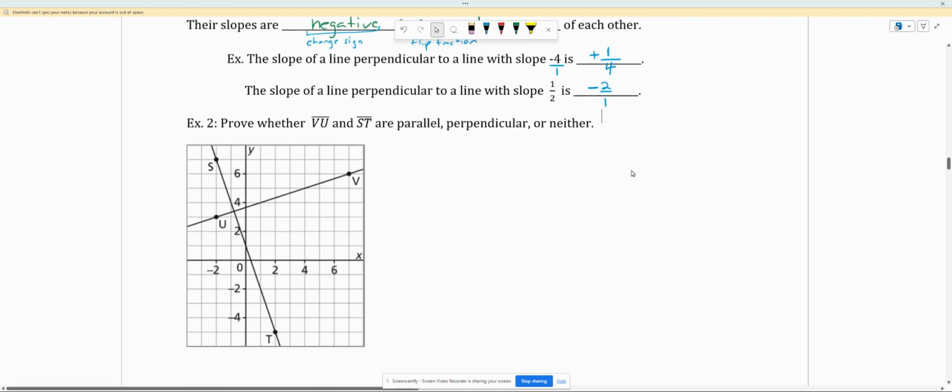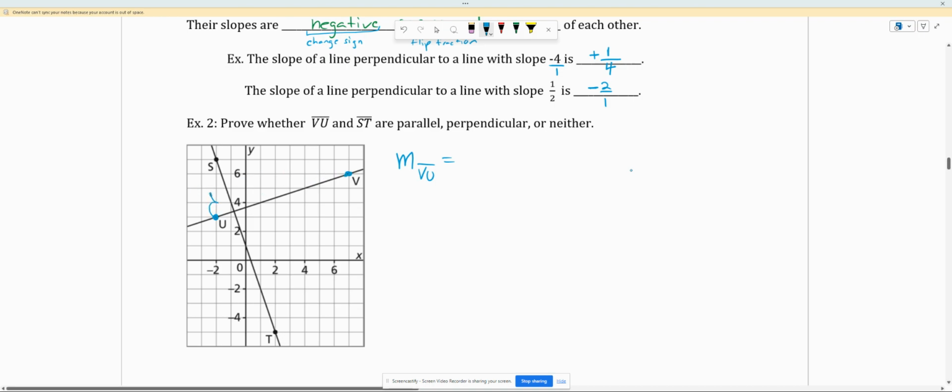So we're going to again prove that VW and ST, these two different lines here, are parallel, perpendicular, or neither. So we've got to compare their slopes. We're definitely not parallel looking at them, but they look close to perpendicular. So let's take a look. We're going to find first m of VU. I need to find two points. They're indicated for me here. There's one here and one here. So we'll go left to right.